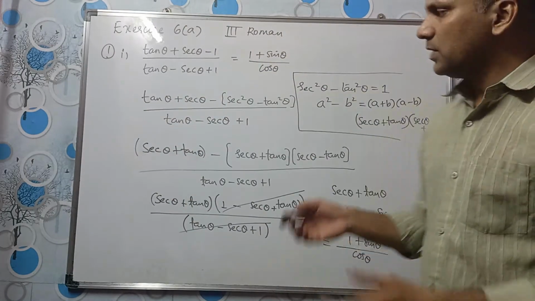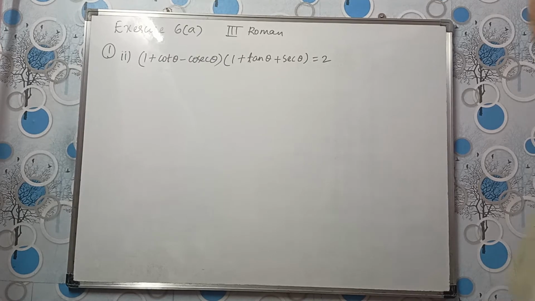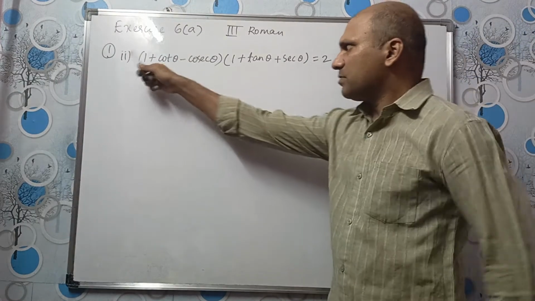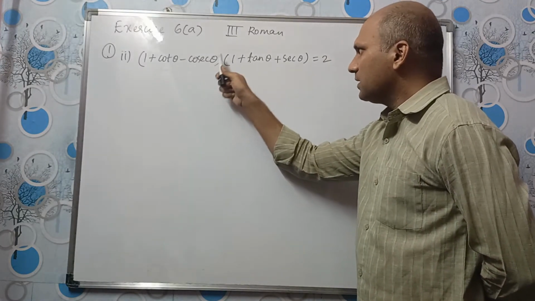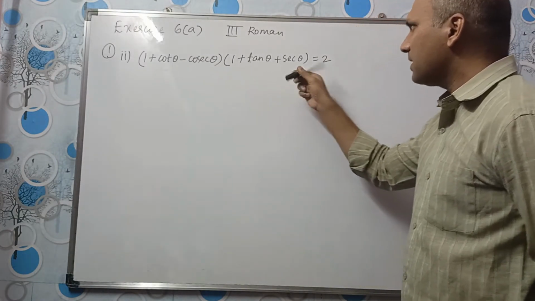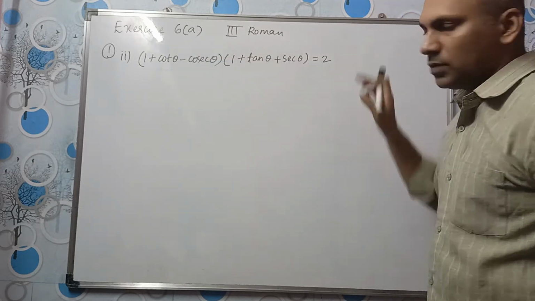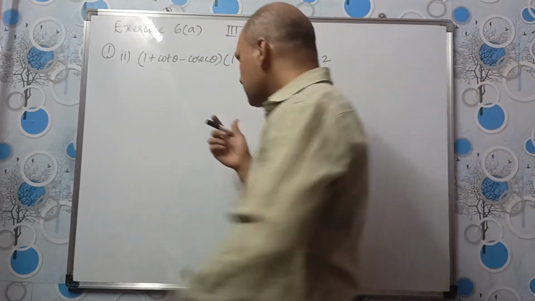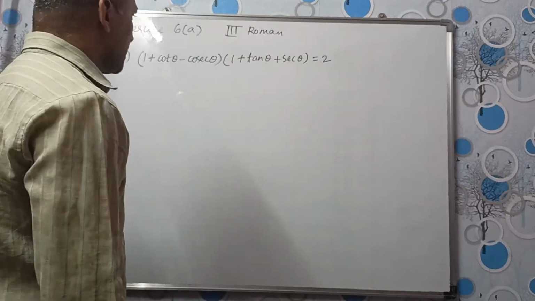Okay, this is actually a 10th standard problem. Okay, let us solve this problem. First problem, second bit. (1 plus cot minus cosecant) multiplied by (1 plus tan plus secant) is equal to 2. We should prove that this whole part is equal to 2. Okay, this is also a 10th standard problem given in intermediate.